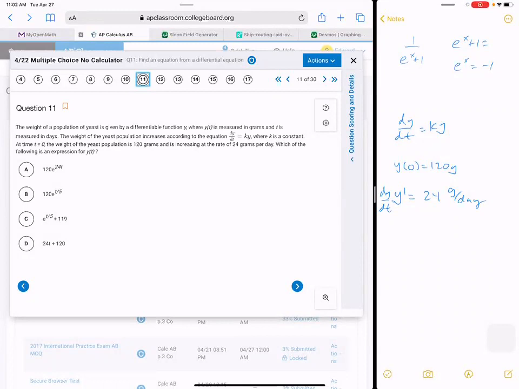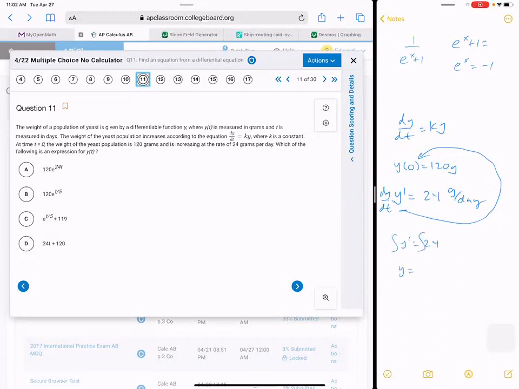Okay, so if this is our derivative, they want us to go backwards to find our y. They gave us an initial condition. Let's go ahead and try it. If y prime is equal to 24, we take the integral of both sides, right? So y is equal to the integral of 24.